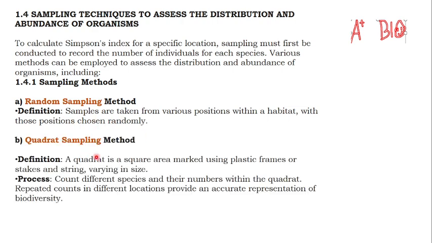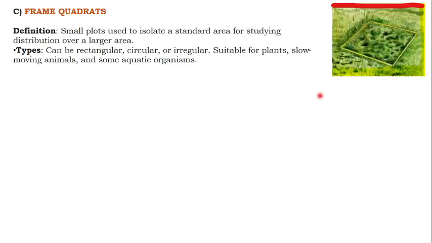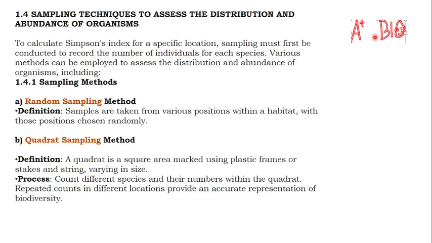So there is another called quadrat sampling here. The square area is marked using a plastic frame or stakes and string, varying in sizes. For example here, you will take a square of any size, then you put it here, then you will only examine the organisms which fall inside this quadrat. In the process, you count the species with the number within the quadrat. Repeatedly counting in different locations provides an accurate representation of the biodiversity.